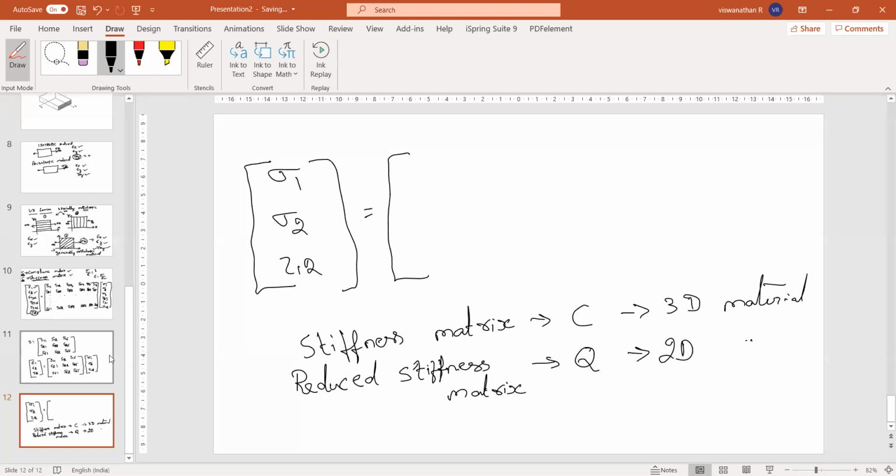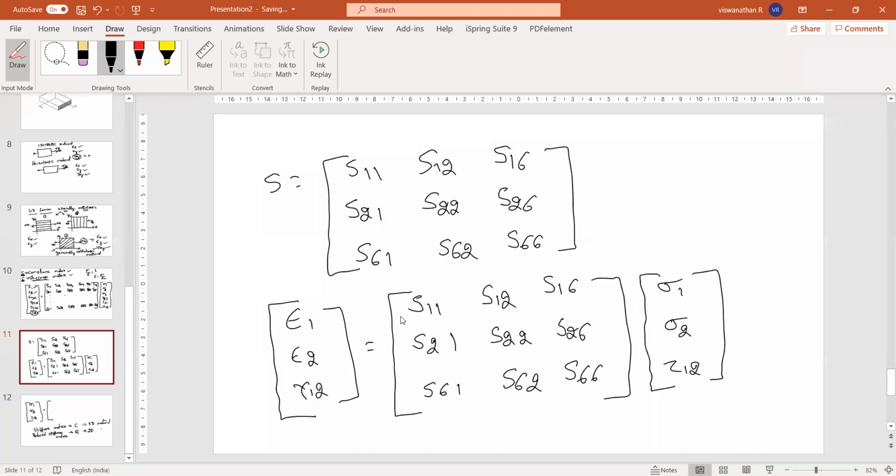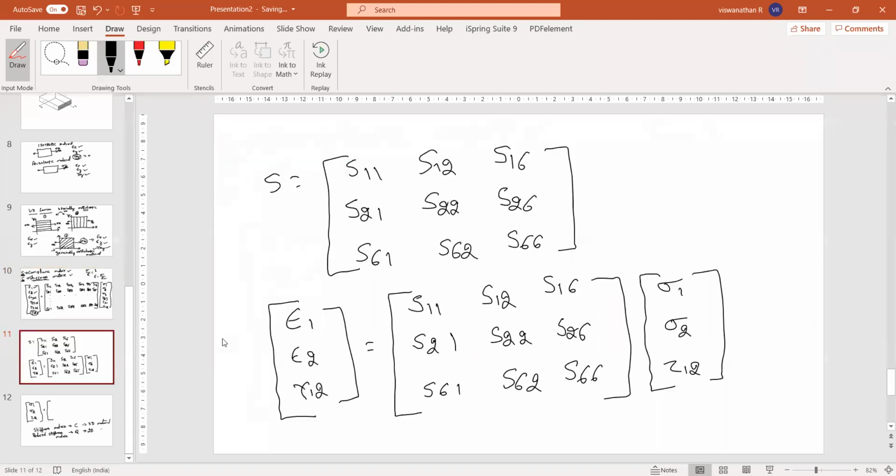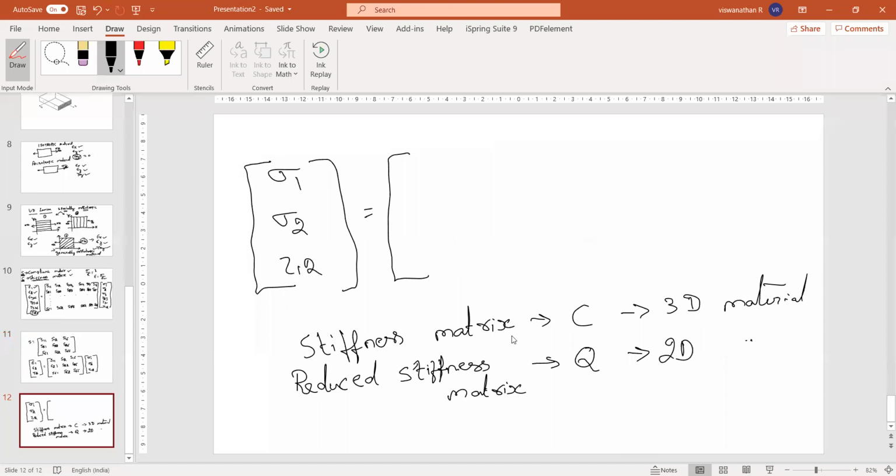But when it comes to compliance, whether it is 3-dimensional or 2-dimensional, S is only used. I wrote S here for the 3-dimensional as well, and I wrote S for the 2-dimensional as well. But in case of a stiffness matrix, you write C for the 3-dimensional and Q for the 2-dimensional, and call this matrix the reduced stiffness matrix.